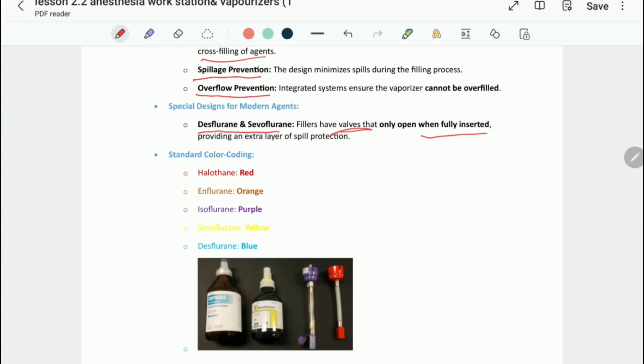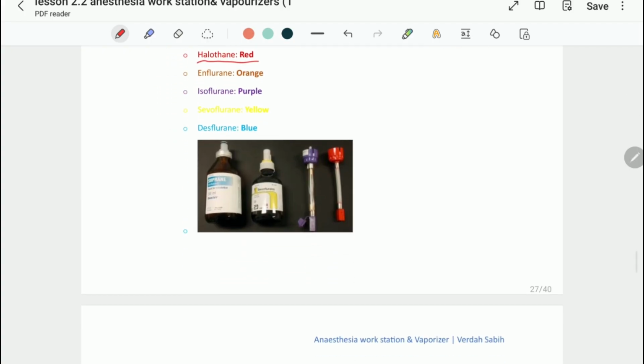They have standard color coding. Halothane is red, enflurane is orange, isoflurane is purple, sevoflurane is yellow, and desflurane is blue.